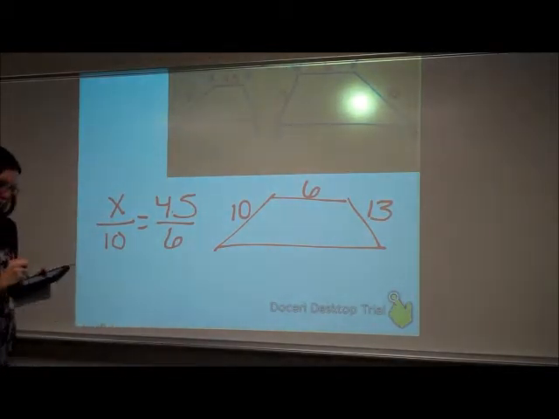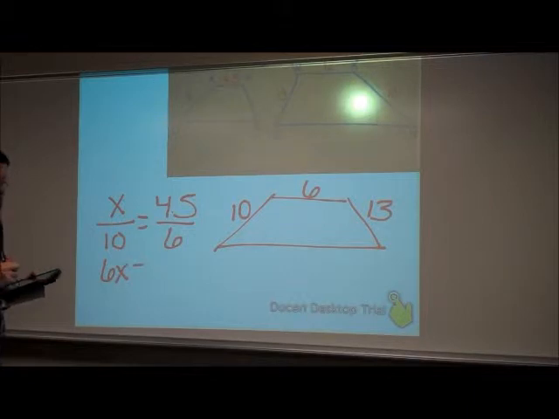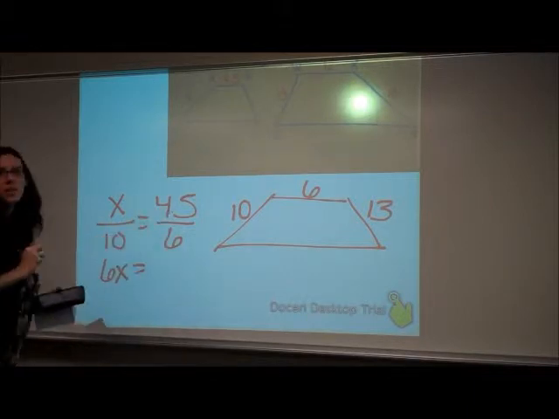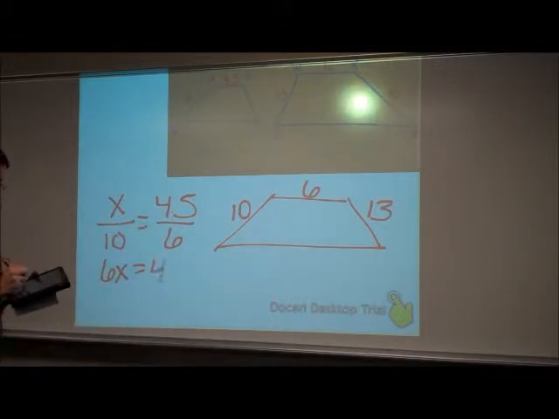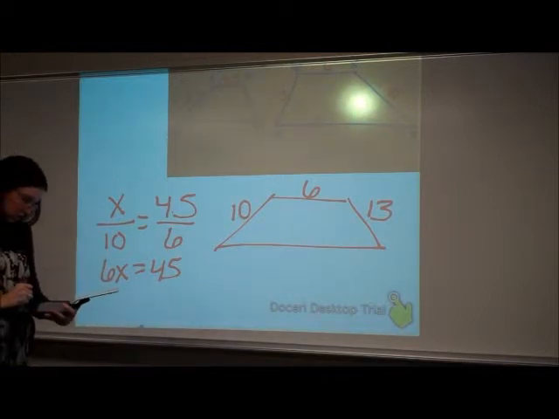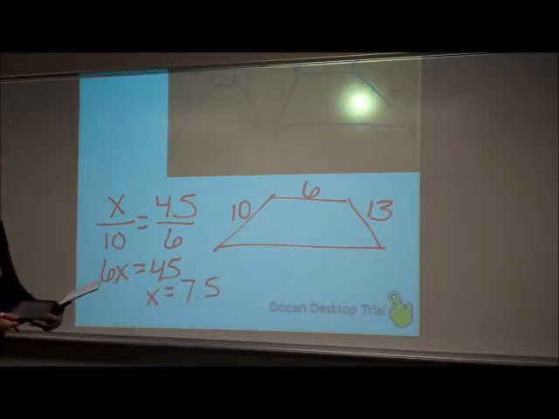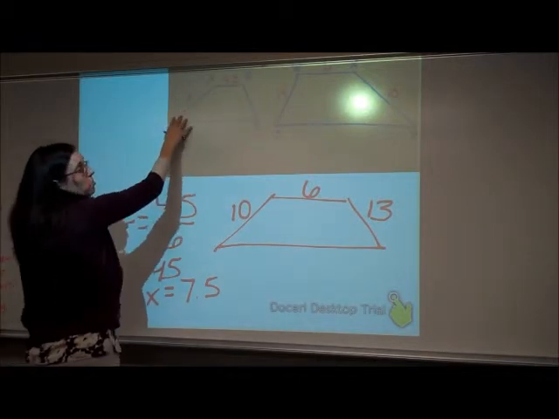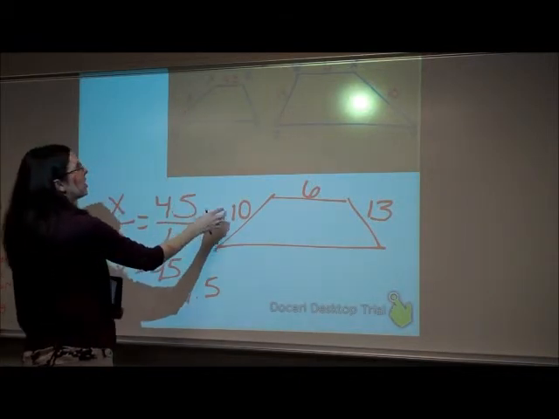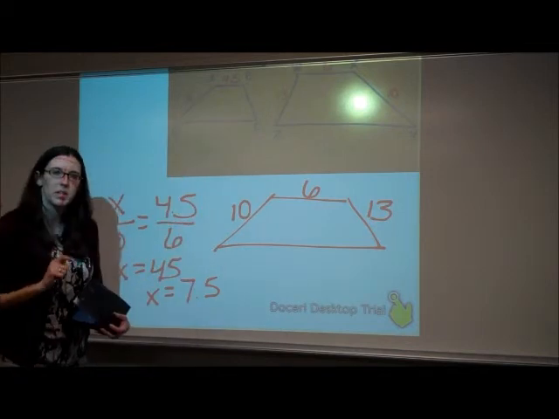Doing our cross products, we get that 6x is equal to 10 times 4.5, which would be 45. Dividing both sides by 6 gives you x is equal to 7.5. If we look, these are smaller than these units by a little bit, so 7.5 is a little bit smaller than 10.